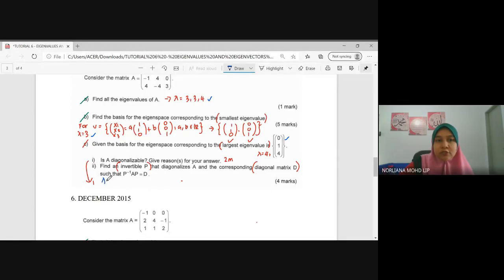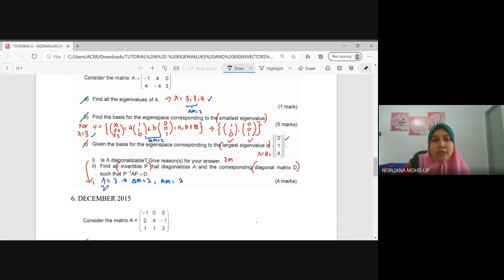So for lambda equal to 3, the GM, the geometric multiplicity, equal to 2 kan? Ni GM ada 1 and 2. So GM equal to 2. And AM for lambda equal to 3, AM also equal to 2. Ini tadi GM, refer kepada GM dia lah. GM equal to 2.